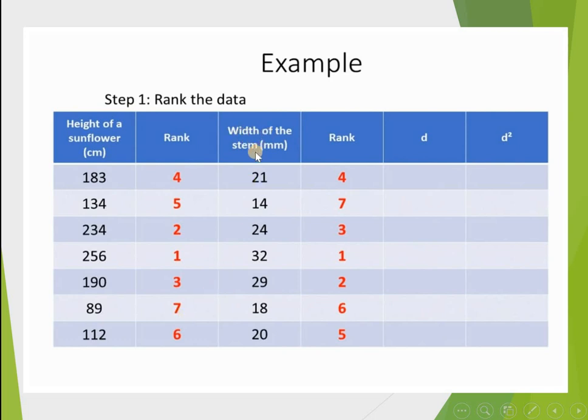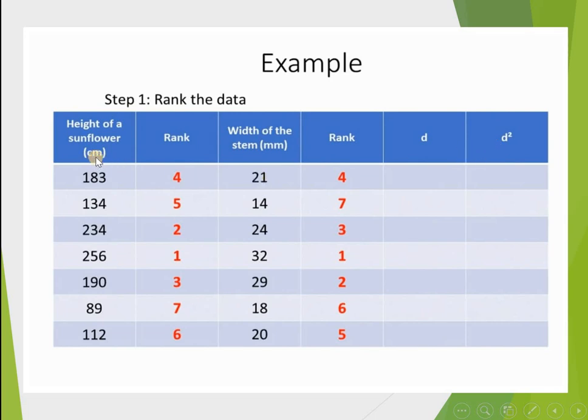Here, according to the width of the stem in millimeters, I have different values, and the greatest value, 32, has rank first, 29 is second, 24 is third, 21 is fourth, 20 is fifth, 18 the sixth rank, 14 is the seventh. D here means difference. And the next column is d squared. It means power 2 to each value.